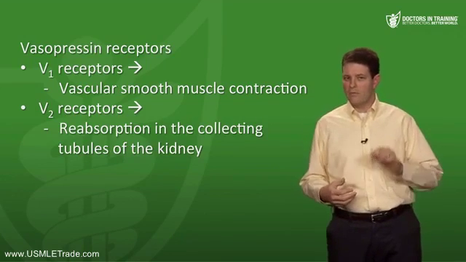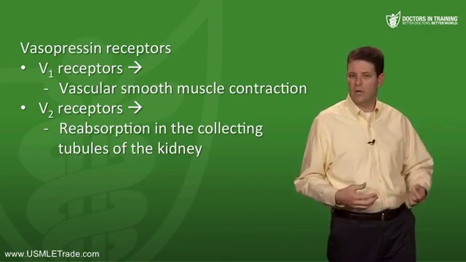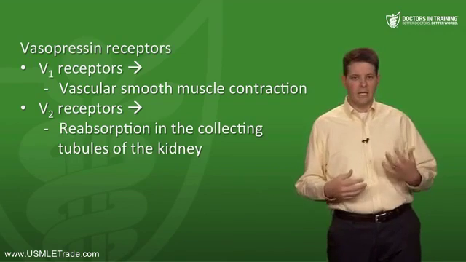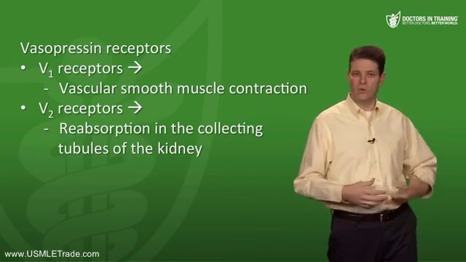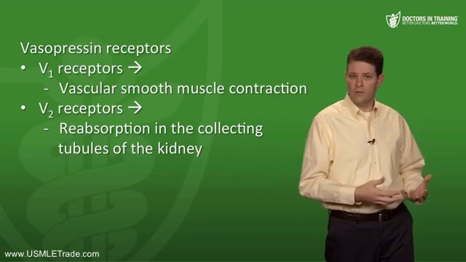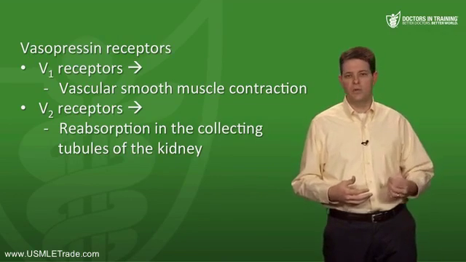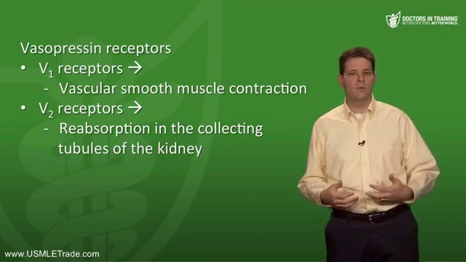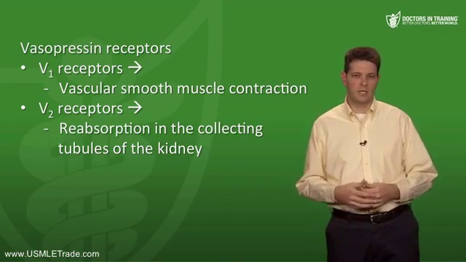So remember, another name for vasopressin is antidiuretic hormone, or ADH. And ADH leads to an antidiuresis, or a reduction in urine volume. And it does that by stimulating these V2 receptors in the kidneys, which again increases resorption of fluid in the collecting tubules of the kidneys.